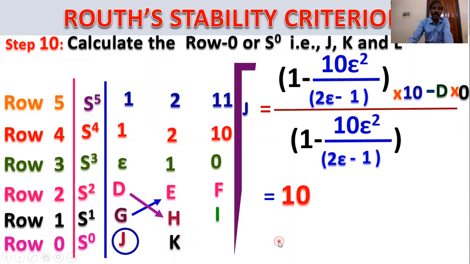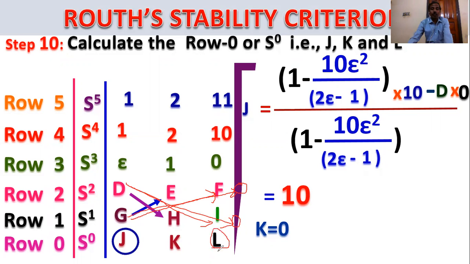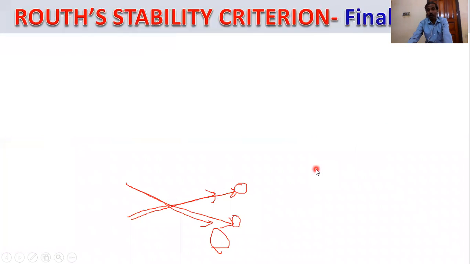Then calculate K. K equals 0. Why? K equals 0 because G into 0 minus D into 0, divided by G. So K equals 0. Similarly, L equals also 0, because G into 0 minus D into 0, divided by G. So L equals also 0.